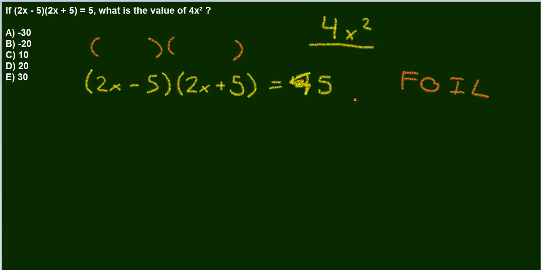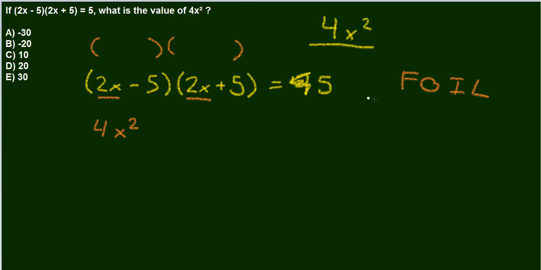So the F in FOIL is first. You want to multiply the first terms together. So we have a 2x and a 2x. What does that get us? We get a 4x squared out of that. Well, that's handy. It looks like we're going to have our 4x squared after all. Alright, good. So I guess I'll jump to a different color for this.